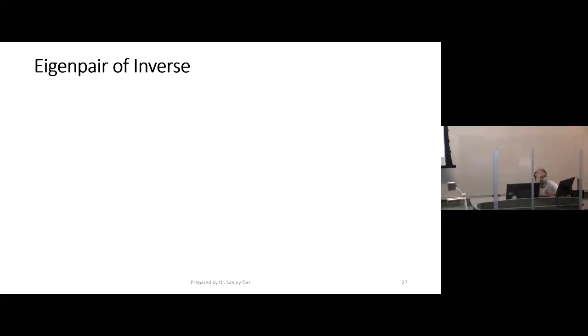Eigenpair of the inverse of a matrix. So given a matrix A, let lambda and V be some eigenpair. Then the corresponding eigenpair of A inverse is lambda inverse, or 1 over lambda, which is a scalar, and V. So when you invert a matrix, the eigenvectors don't change. For the eigenvalues, you have to take the multiplicative inverses, 1 over lambdas.